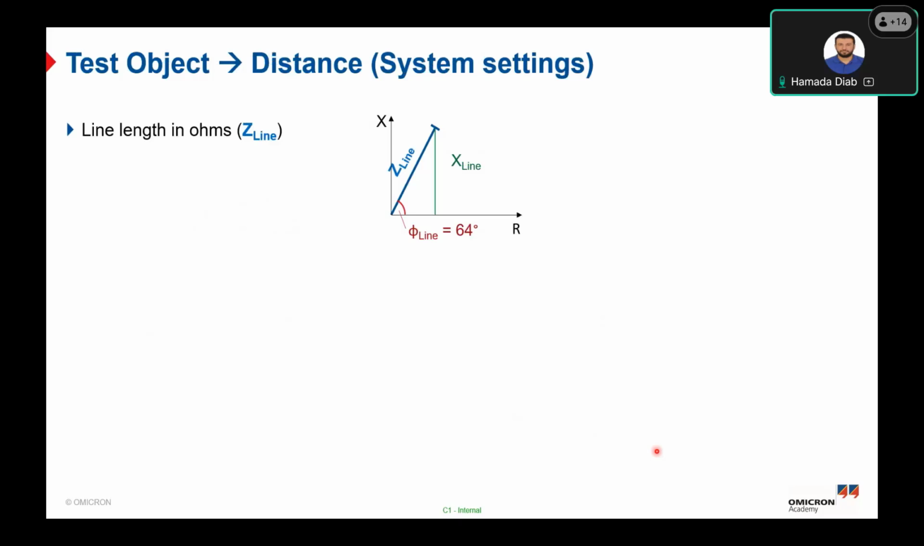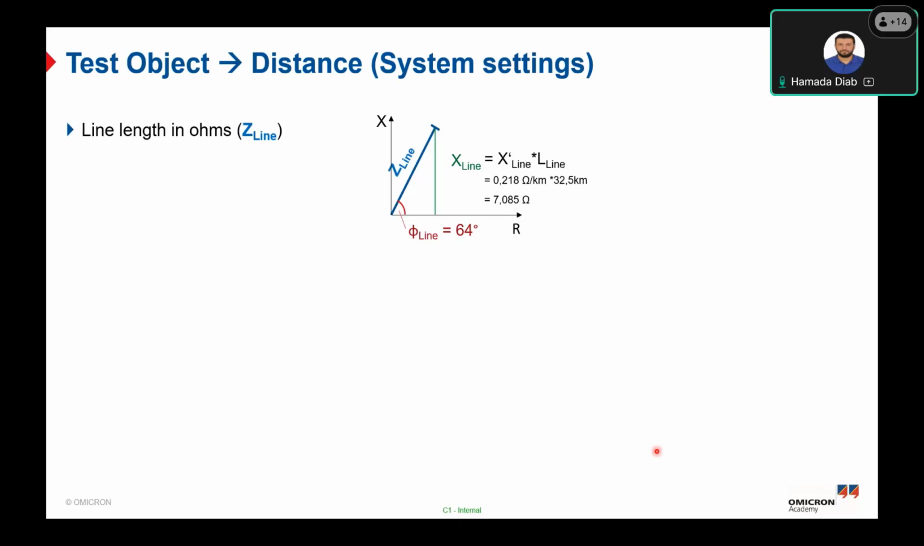Now we will talk about the distance system settings available in the protection settings and how to calculate Z line, X line and R line. From the protection relay, for example, here we have the line length in ohm equal to Z line. We have the line angle equal to 64, which is measured in the design stage. And we also have the X line. But what if we have the X line as a parameter setting and we need to calculate the Z line?